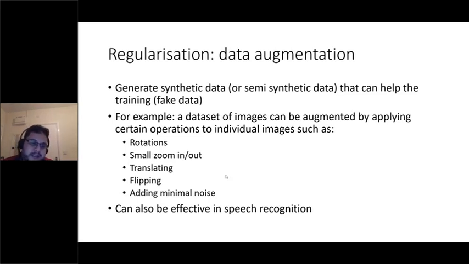It can also be applied to speech recognition. For example, when you transform the voice, add noise, etc., you can also get the same words, but with a different voice, a different tone. You can augment by changing the length or the timing, etc.